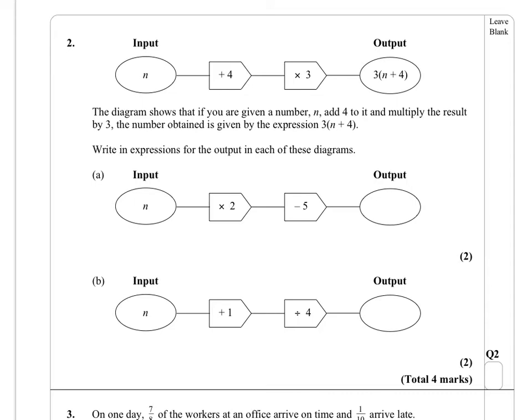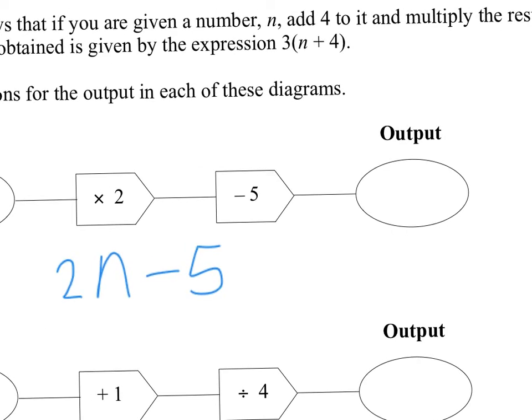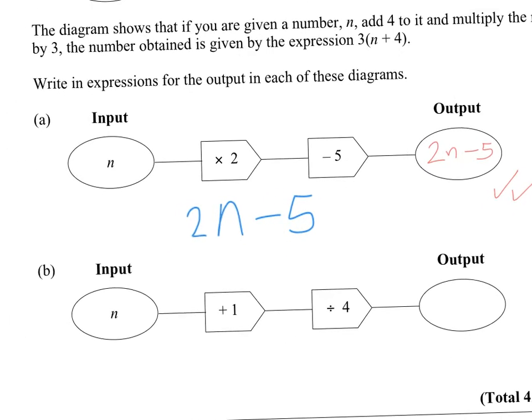So let's have a look. We've got something, let's call it n, and then we times it by 2. How do we write that? Well, we got something, we times it by 2, we call it 2n, and then we take 5. Okay, so what we should actually be looking at doing then in our output is putting that in 2n minus 5, and that will get you 2 marks, which, as I said, is pretty generous. All right, let's have a look.